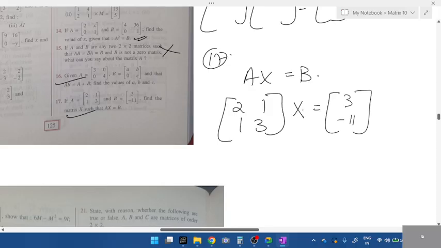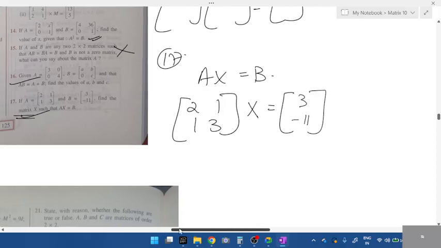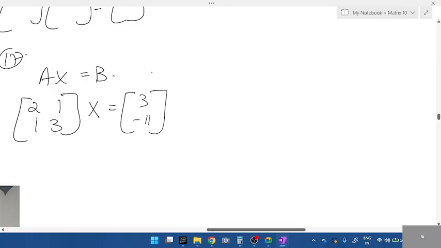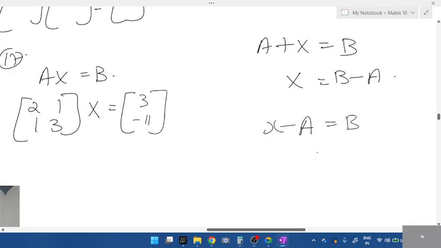Find the matrix X. What do we need to find? Matrix X, right? Even for MCQ, they can ask. Now look here, I'll tell you. Don't get confused with this. Whenever there is plus, how do you solve this question? X remains as it is. A goes to the other side and becomes minus. If it was like this, then how do you find X? A goes to the other side, becomes minus.